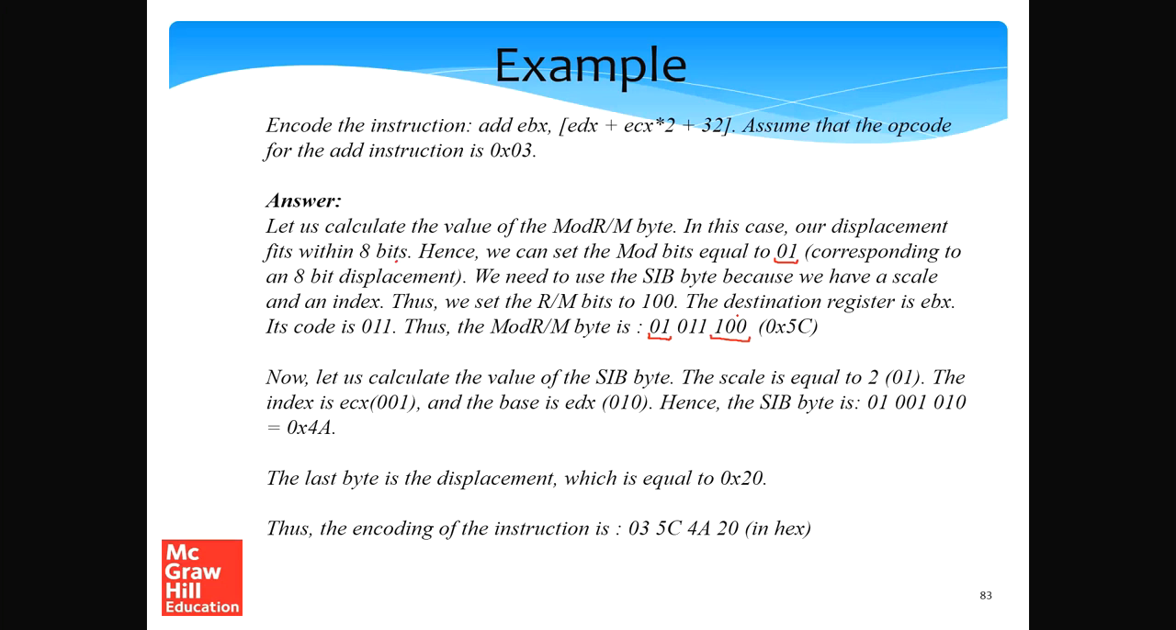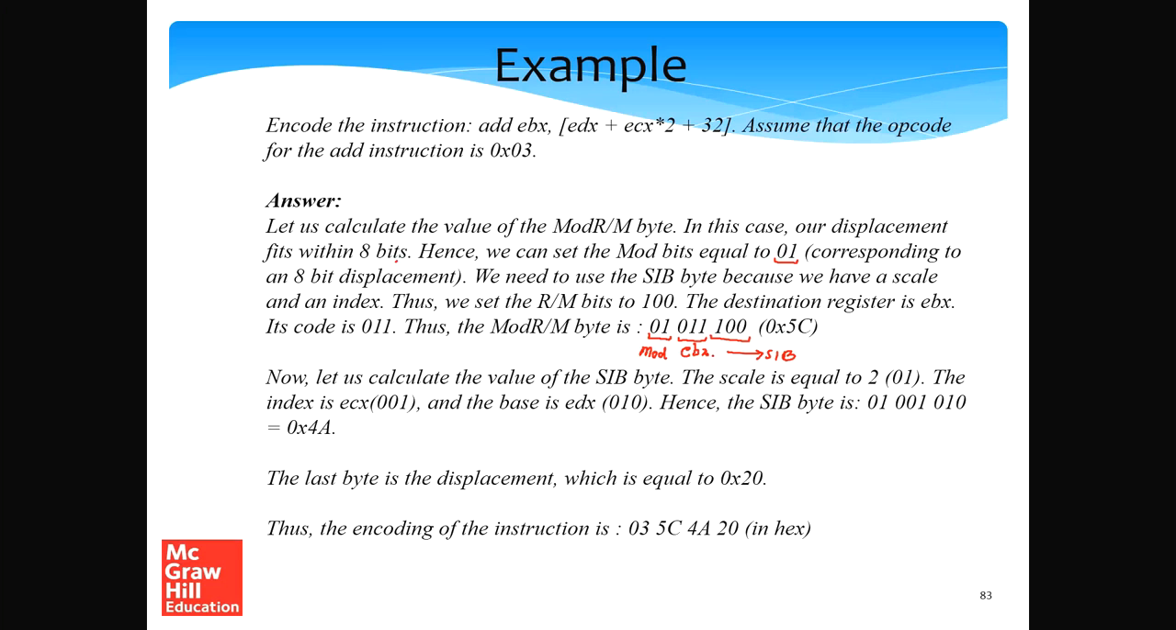The destination register is EBX, its code is 011. The destination register comes in the middle, so this is EBX. These are the mod bits 01 corresponding to an 8-bit displacement. And 100 indicates that we need to take a look at the SIB byte. So the encoding of the mod R by M byte is 01, 011, 100, which can be seen as 0101, which is 5, and 1100, which is C.